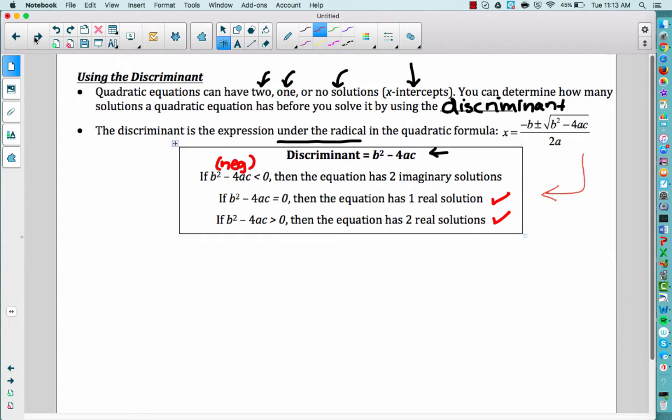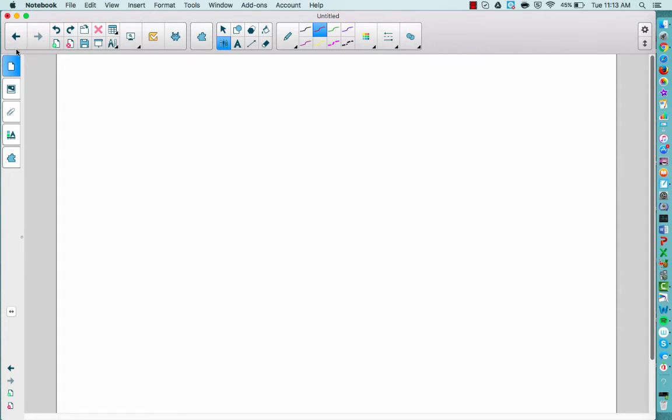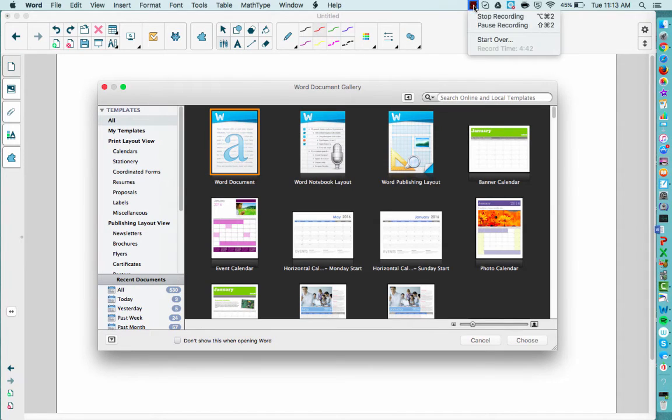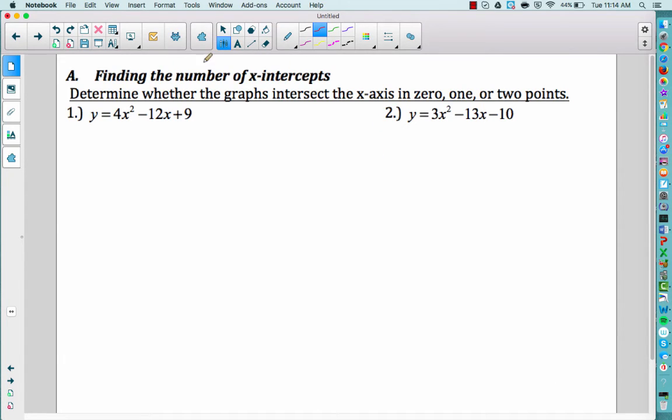Okay, so let's look at an example. So your first example, oops, what is your first example? Where did it go? Okay, so sorry about that.